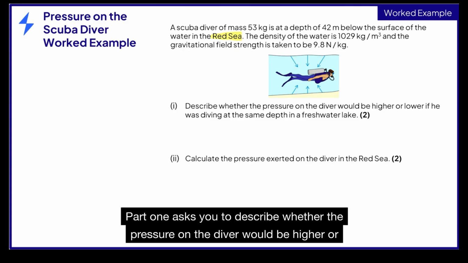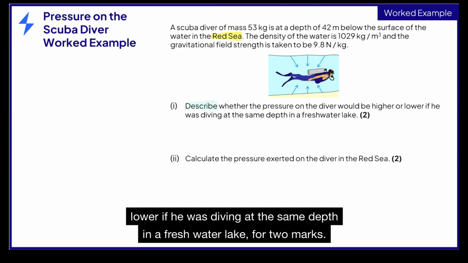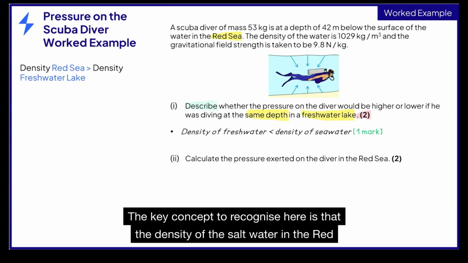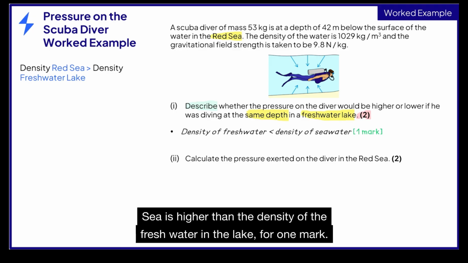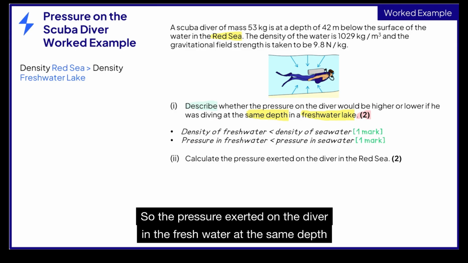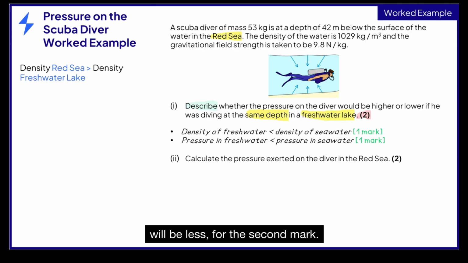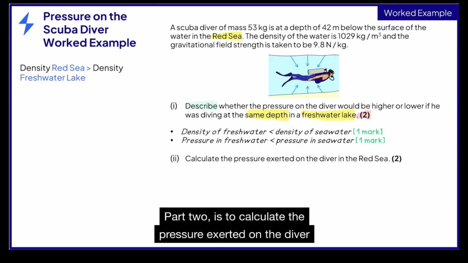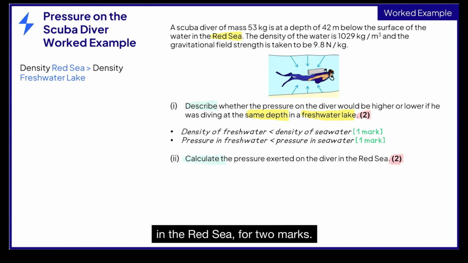Part 1 asks you to describe whether the pressure on the diver would be higher or lower if he was diving at the same depth in a freshwater lake, for 2 marks. The key concept to recognize here is that the density of the salt water in the Red Sea is higher than the density of the fresh water in the lake, for 1 mark. So the pressure exerted on the diver in the fresh water at the same depth will be less, for the 2nd mark. Part 2 is to calculate the pressure exerted on the diver in the Red Sea, for 2 marks.